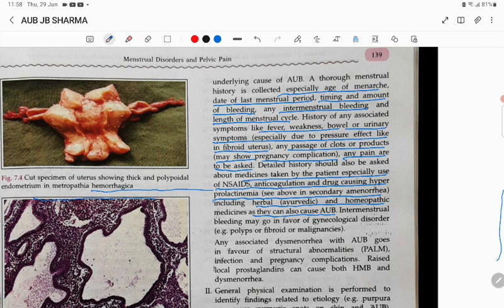Intermenstrual bleeding may go in favor of gynecological disorders like polyp, fibroid, malignancy. Dysmenorrhea associated with AUB goes in favor of structural abnormality like polyp, adenomyosis, leiomyoma, malignancy, infection and pregnancy complications. Raised local prostaglandin can cause both AUB and dysmenorrhea.